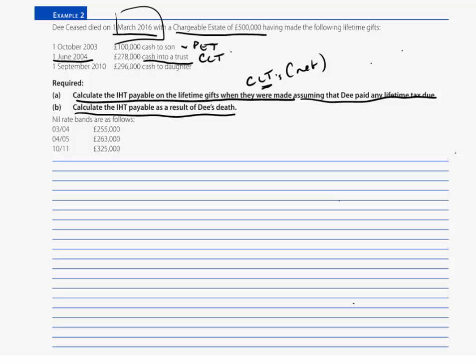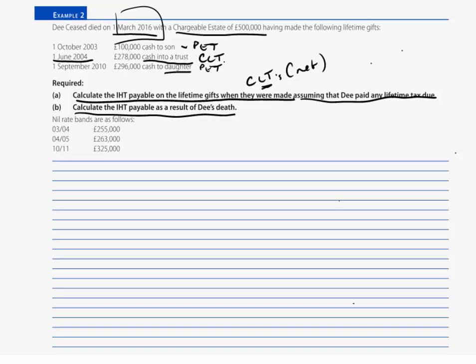The reason being the next transfer in September 10 is a transfer to the daughter, and that therefore will be a PET. Now, when we've identified the type of transfer, remember there are any of 3 types of transfer that may exist that you're told about, being gifts in lifetime made by the taxpayer. Either of the 2 here, and these are the most likely ones, PETs or CLTs, or of course the 3rd type, exempt transfers, i.e. transfer to a spouse. Hasn't happened here. The first PET, October 03, is going to be exempt. Not chargeable when made, not chargeable on death, exempt.